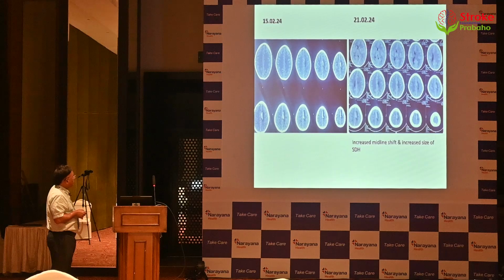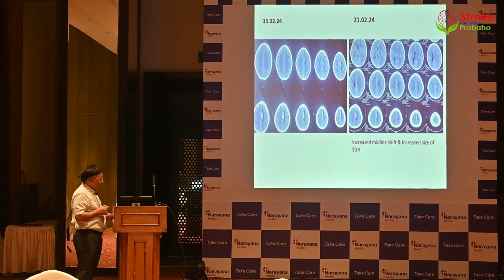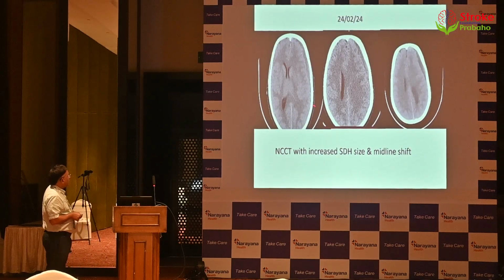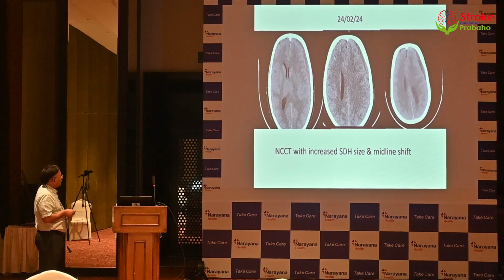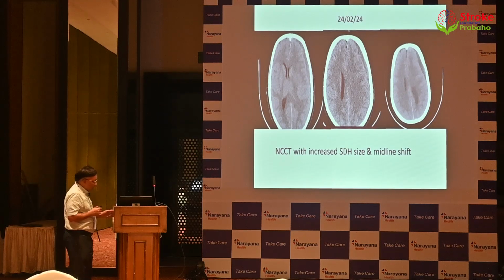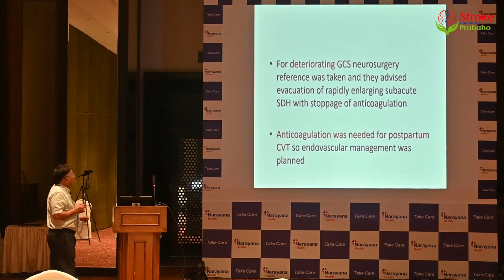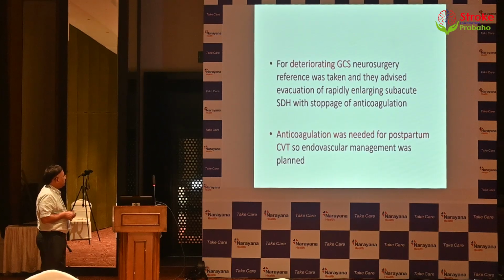On 20th, this hematoma increased, with a slight midline shift. There is an increased size of SDH. This is on 24th. Again, you can see the subdural hematoma is increasing, and there is a midline shift. The patient's sensorium also deteriorated. So for the deteriorating GCS, neurosurgery reference was taken. They advised evacuation of the hematoma and stoppage of anticoagulant.